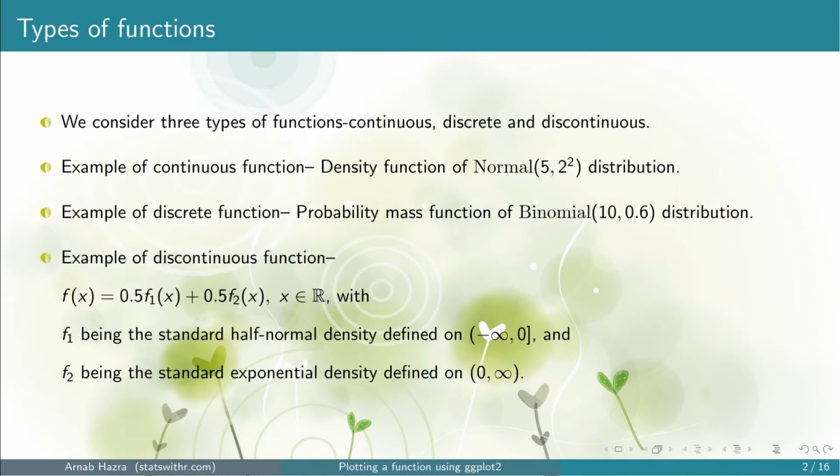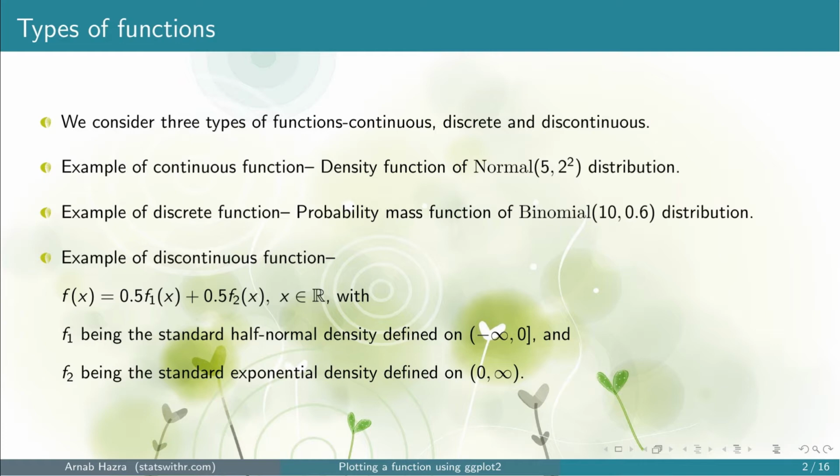Third, we consider a discontinuous function, which is slightly more rare than the previous two. As an example, we consider the density function of a random variable that follows a standard half normal distribution on the negative real line including 0 and a standard exponential distribution on the positive real line. Note that this density function has a discontinuity at 0.